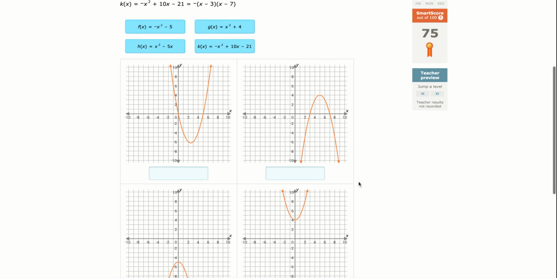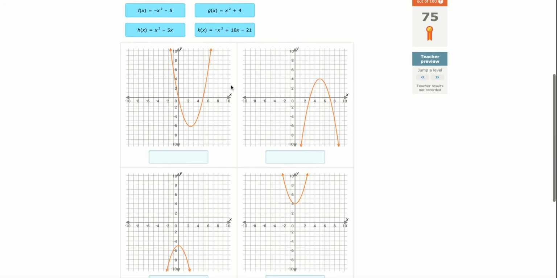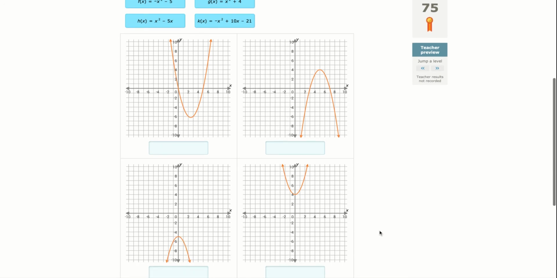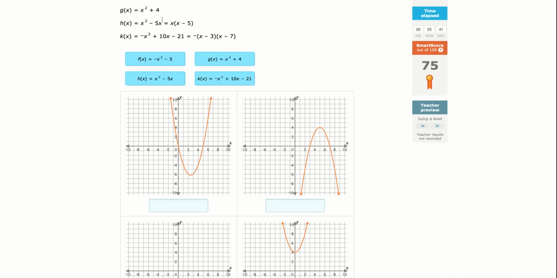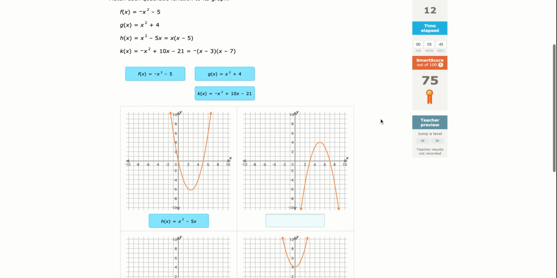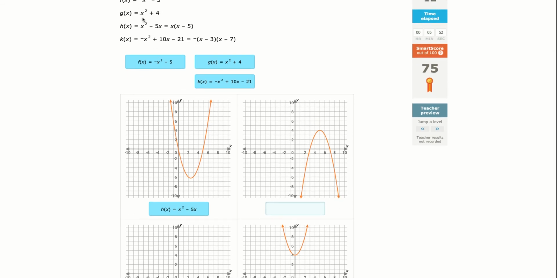Okay, so it looks like 2 opened up, 2 opened down. So I'm going to look at the 2 that are opened up. That's the 2 middle ones. This one has an x-intercept of 0 and 5. So the one that's opened up with the 0 and 5 means the h function is this first graph. This one is opened down. Well, let's do the other opened up one, because there's only one other that's opened up.